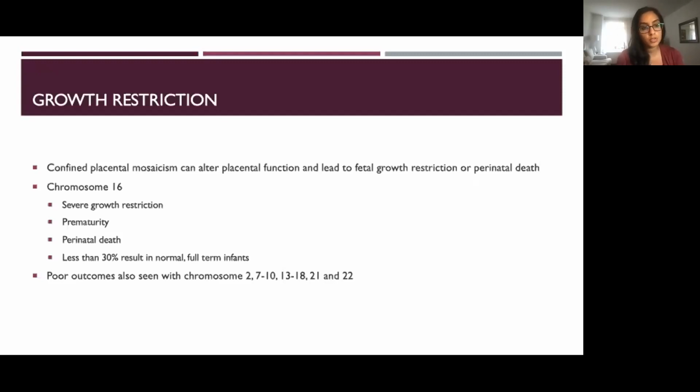You can have severe growth restriction, prematurity, perinatal death, and less than 30% of these pregnancies result in normal full-term infants. It's also important to note that these poor outcomes are seen with other chromosomes. 16 is the most common, but you can also see it with 2, 7, 8, 9, 10, 13 to 18, 21, and 22.